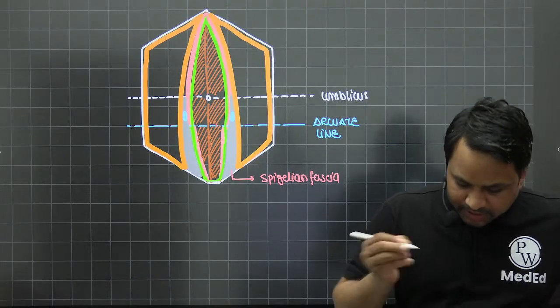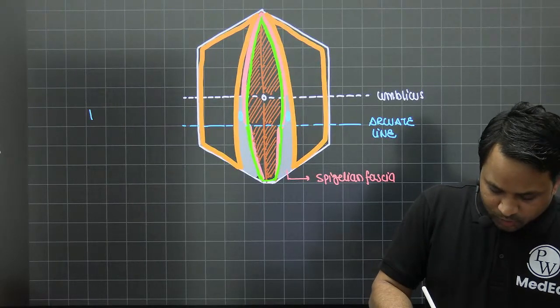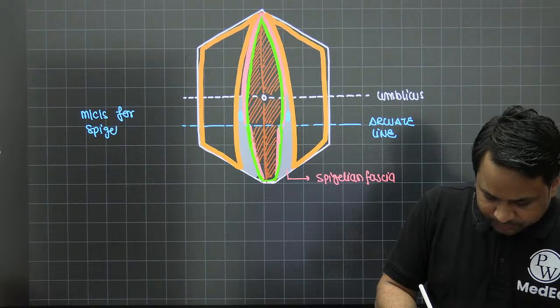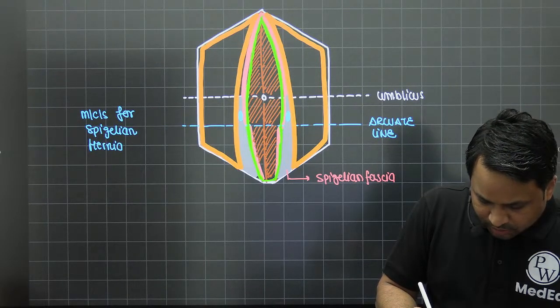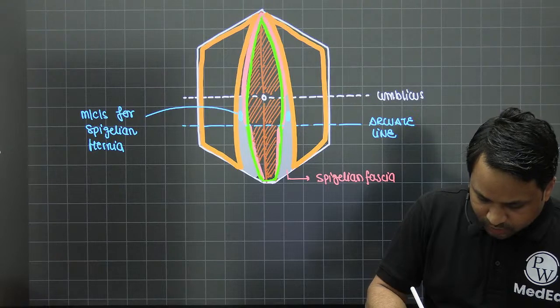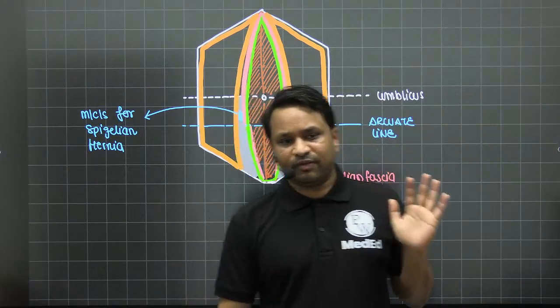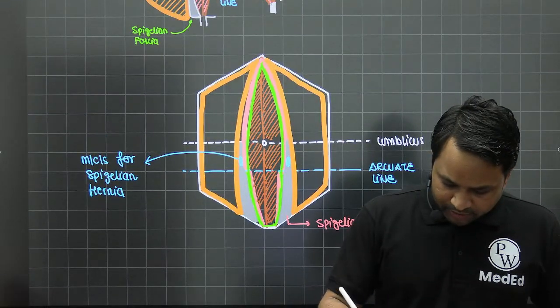Right? At this point. So the most common site for the Spigelian hernia is going to be at this particular site, that is below the level of umbilicus, above the level of arcuate line. Okay? Now these lines which are present, I hope everybody is clear.